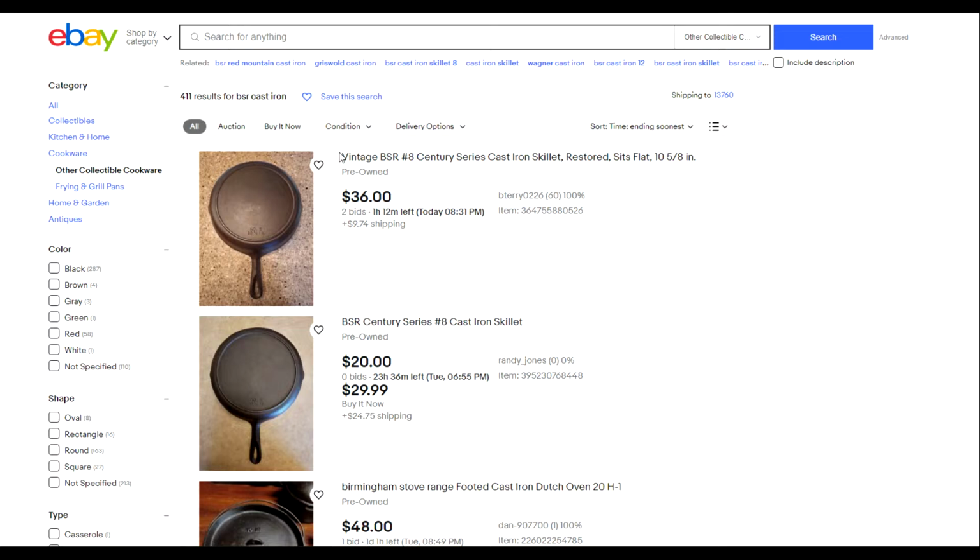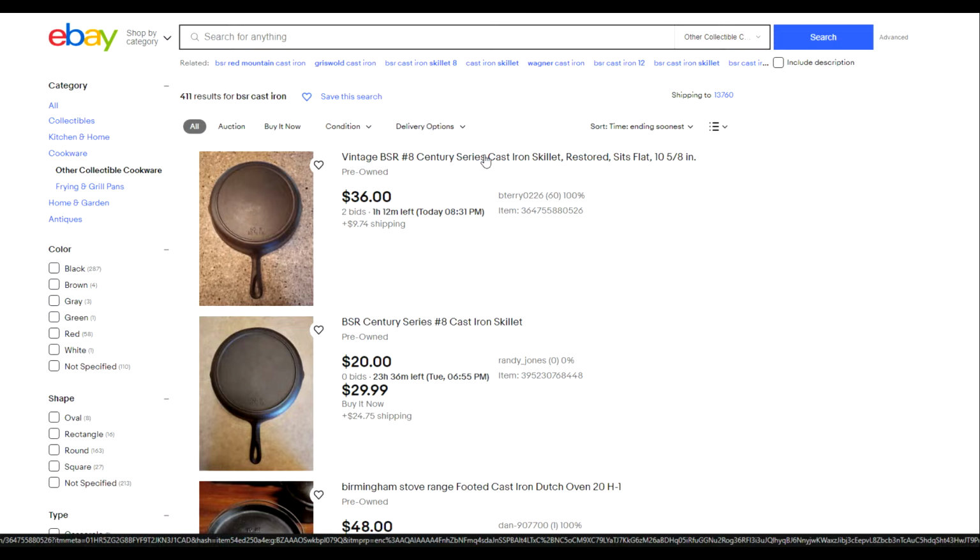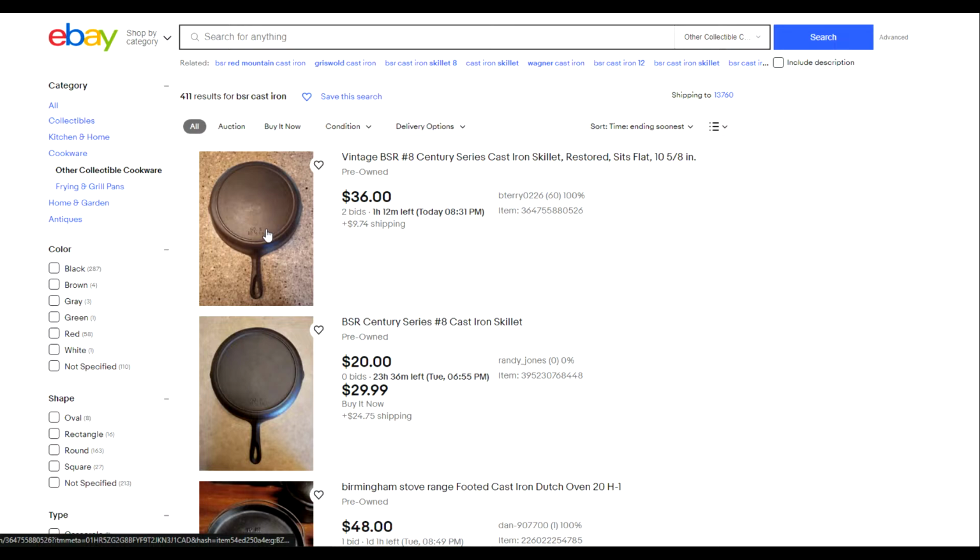Not if we look down and see here. We got a vintage BSR number 8 Century Series cast iron skillet. Sits flat. It's a standard Century Series number 8. And they're selling it at $36 plus $9.74 shipping. So we're talking like more than $45 here for this.